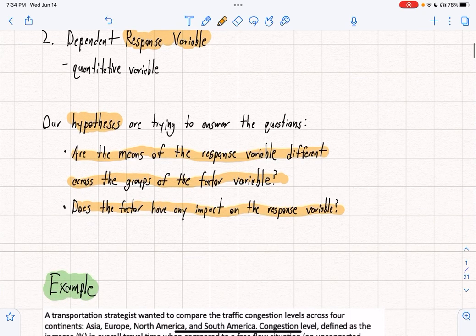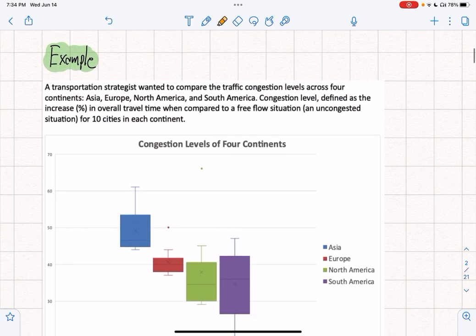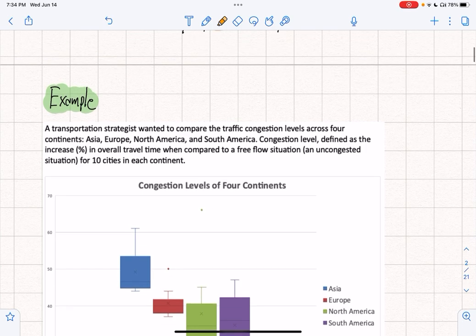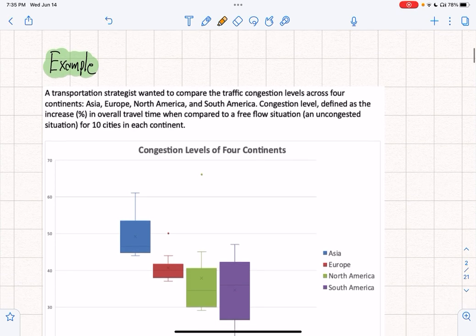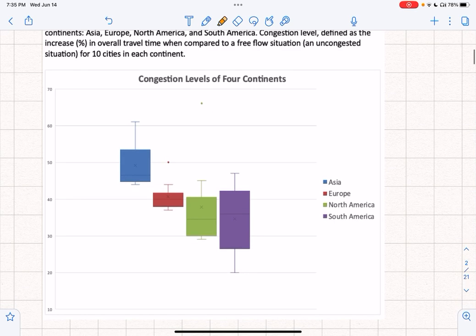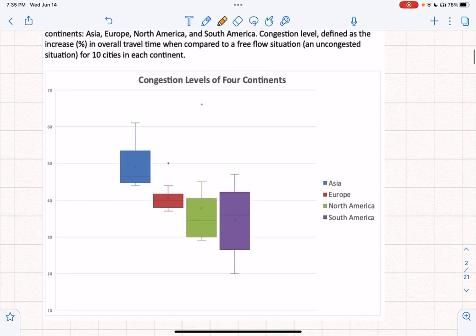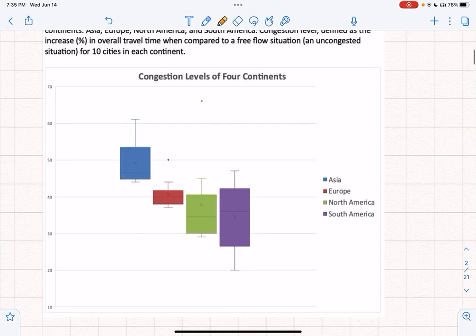So let's just quickly look at an example. This is from our textbook. Transportation strategists wanted to compare the traffic congestion levels across 4 continents: Asia, Europe, North America, and South America. Congestion level is defined as the percent increase in overall travel time when compared to a free flow situation, or an uncongested situation, for 10 cities in each continent. Okay, so I created a box plot. In fact, we'll be creating this box plot in this week's Excel lab. But as you can see, we've got 4 different box plots here, and you can see their labels over here.